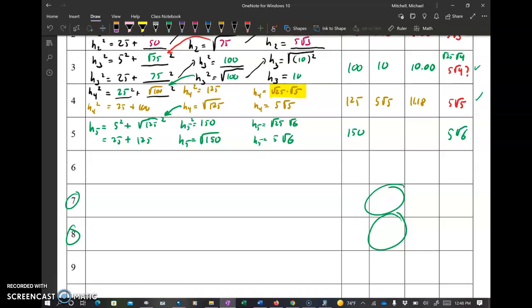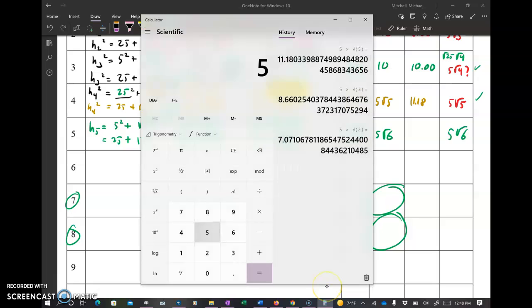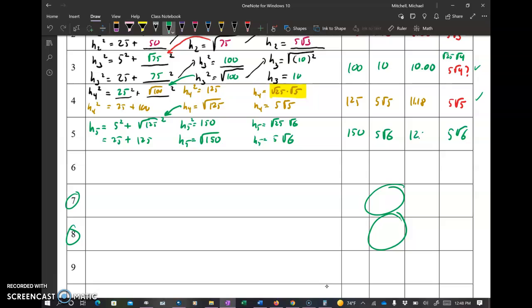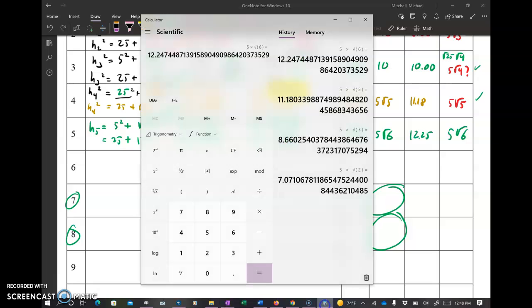Okay, check those with me. They should match up with these patterns. You should be able to get that. And that will keep going. So this one was 5 root 6. And this one, let's just finish this up. 5 times the square root of 6 is 12.247. And make sure you're paying attention to your rounding. It's going to round up to 12.25.